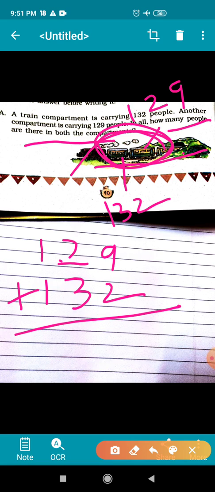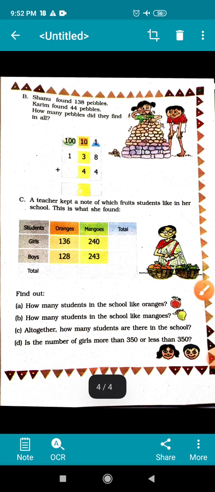What will you do? You will add these two numbers. So 129 plus 132. Add ones place. 9 plus 2, 11, 1, and 1 will go on tens place. 2 and 3, 5 and 1, 6, and 1 and 1, 2. 261 people are there in both the compartments. Okay children. Now next word problem.